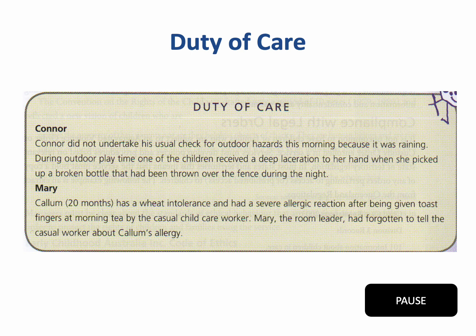The second scenario is about the staff member Mary. Callum, who's 20 months old, has a wheat intolerance, and he had a severe allergic reaction after being given toast fingers at morning tea by the casual childcare worker. Mary, who's the room leader, had forgotten to tell the casual worker about Callum's allergy. So again, consider that scenario and determine, can negligence be applied? Was a duty of care breached? Please come ready with those answers tomorrow, because we're going to kick off in a group activity, and having those answers ready will be most helpful to you.